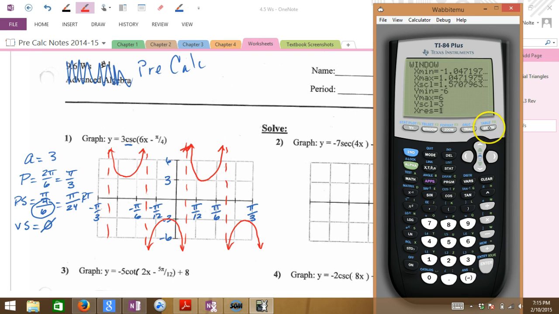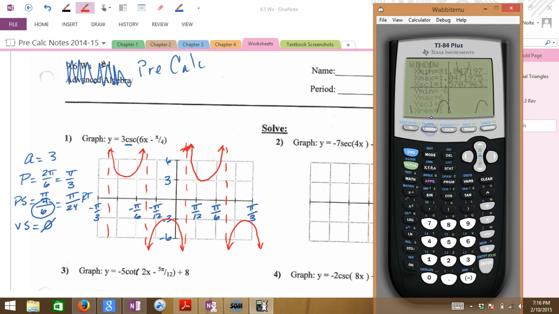All right, so now I'm going to hit graph, and this is my moment of truth. Let's see if I did do this correctly. You should see 4 increments. And I'm not sure why it's not showing my x increments there. That's strange. Well, there should be 4 increments there.